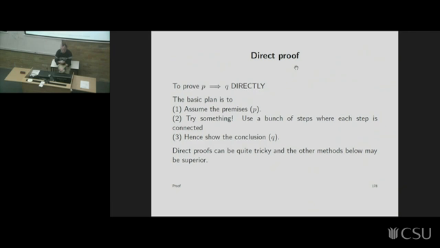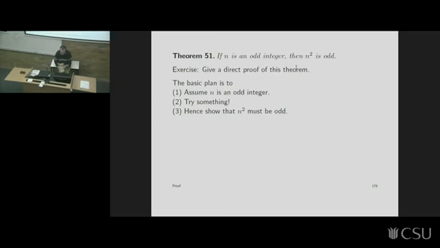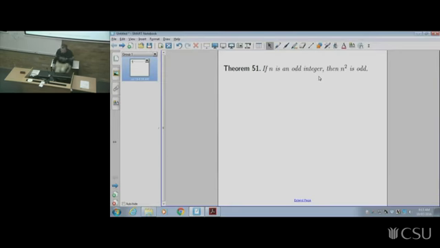So although direct proof is easy to describe, you go, I get what that's all about, well, I hope you do. They can be very difficult to do. And they may not always be the best approach. That's one strategy. So let's just do an example. If n is an odd integer, then n squared is also odd. That's what we're going to try to prove. So that's our result. So let's break it up.